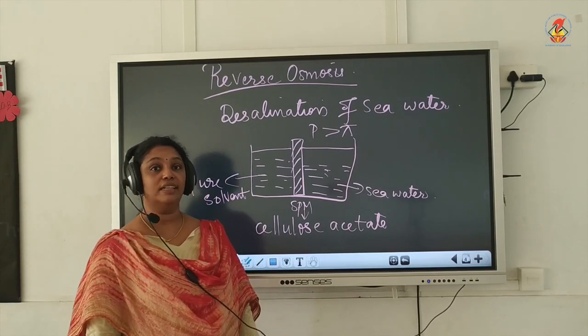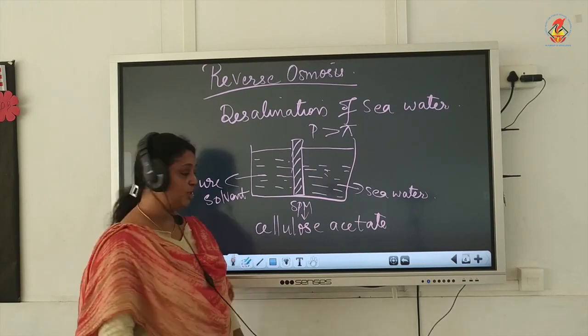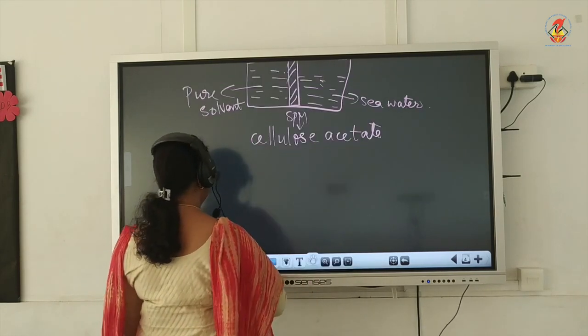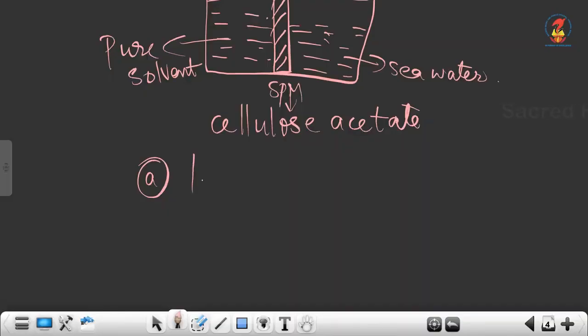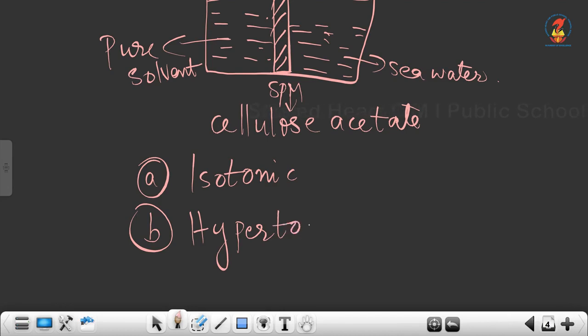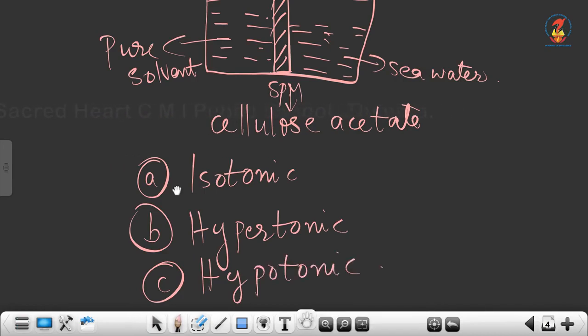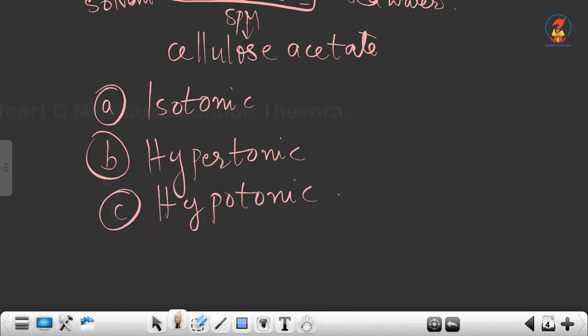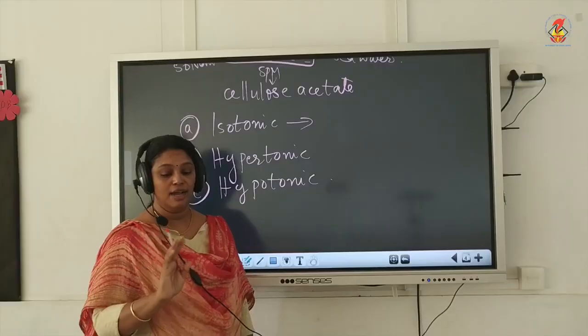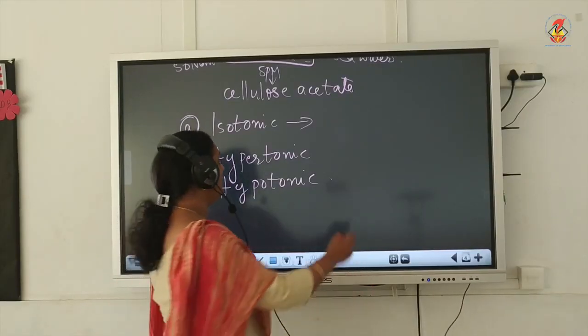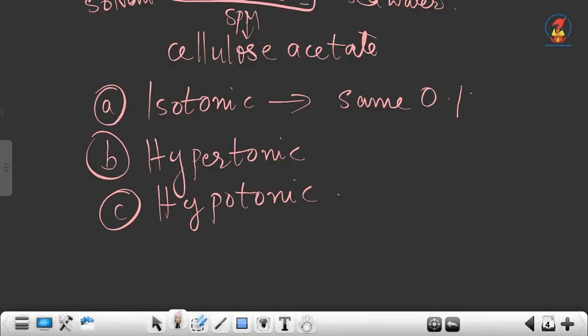Next, we are going to discuss three types of solutions based on osmotic pressure. They are, first, isotonic solution, second, hypertonic solution, and third, hypotonic solution. Now, isotonic solution means two solutions with the same osmotic pressure. They are isotonic. Two solutions having the same osmotic pressure.